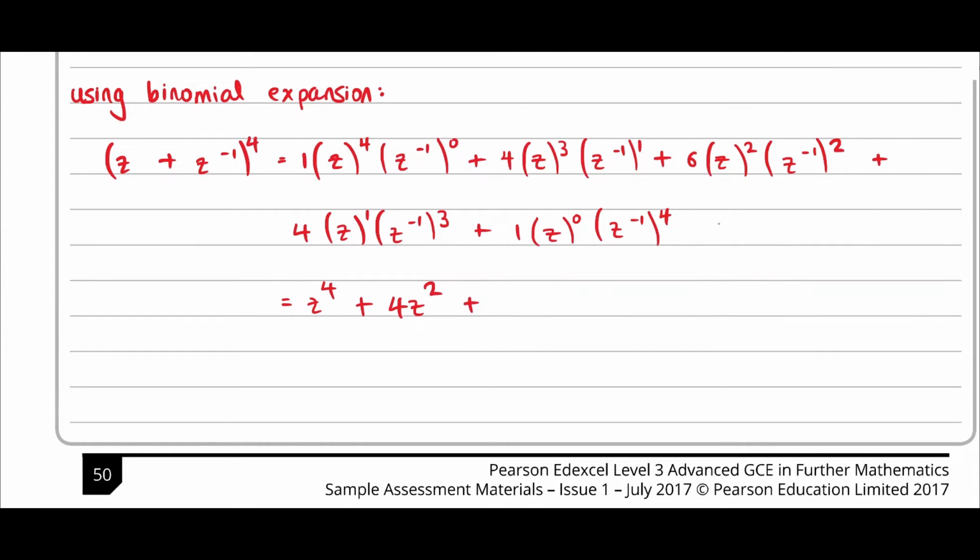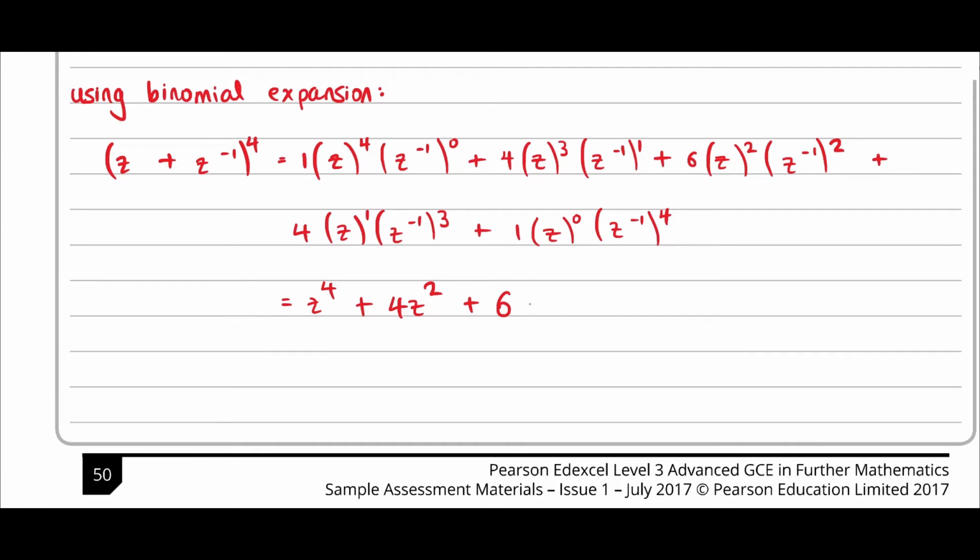And then here we have 6z squared, and then here we multiply this by z to the minus 2, because remember we multiply the powers. So we have 4z to the 0, which is 6. Okay, so we have z squared times z to the minus 2, which is z to the 0, which is 1. And then we multiply that by 6, as shown here.